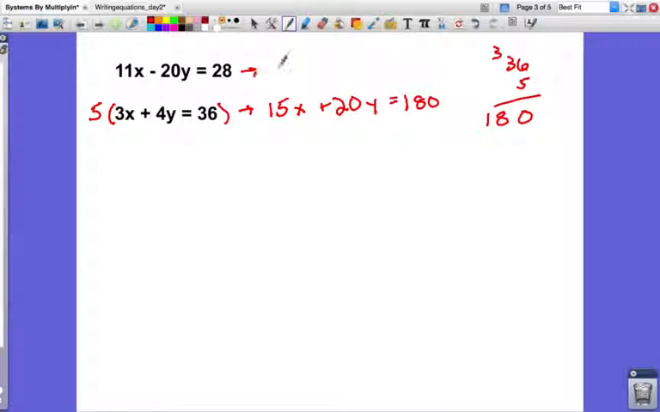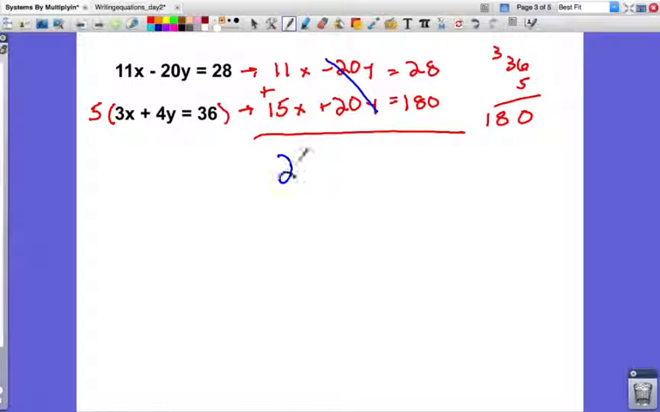And then I still have this equation right on top of it, 11x minus 20y equals 28. Now I can combine these two equations because my y's will eliminate each other. I have a negative 20y, I have a positive 20y. When I combine those, they cancel each other out. So these cancel. I now have 26x equals 208. Okay, I need to divide by 26 on both sides.